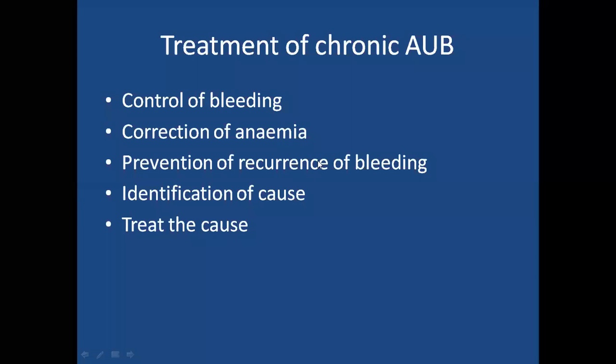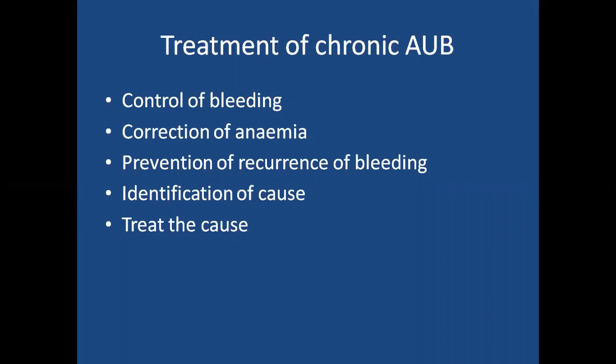So whenever you are asked in exams, how will you treat fibroid uterus, that is AUB-L, how will you treat? You don't directly say hysterectomy or myomectomy. First, how will you control the bleeding, then correct the anemia, like that you proceed.